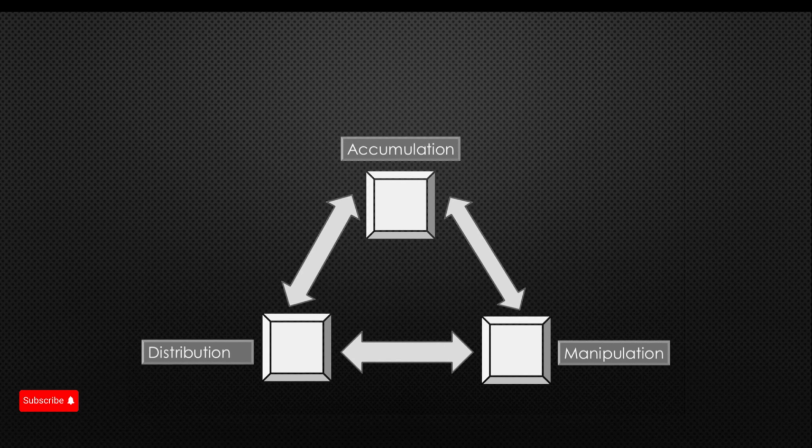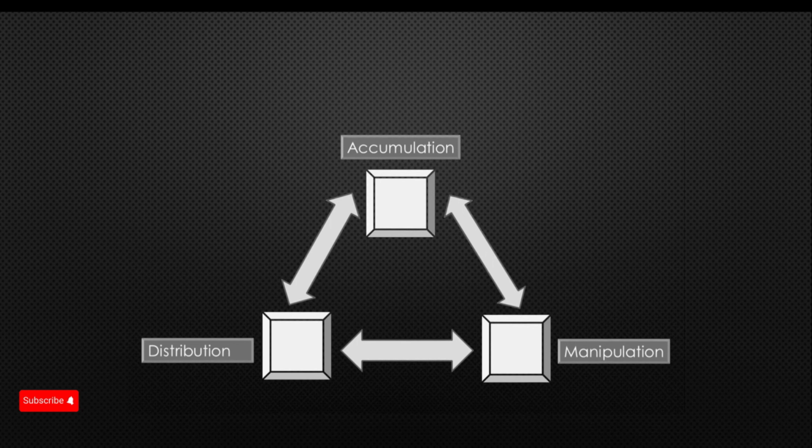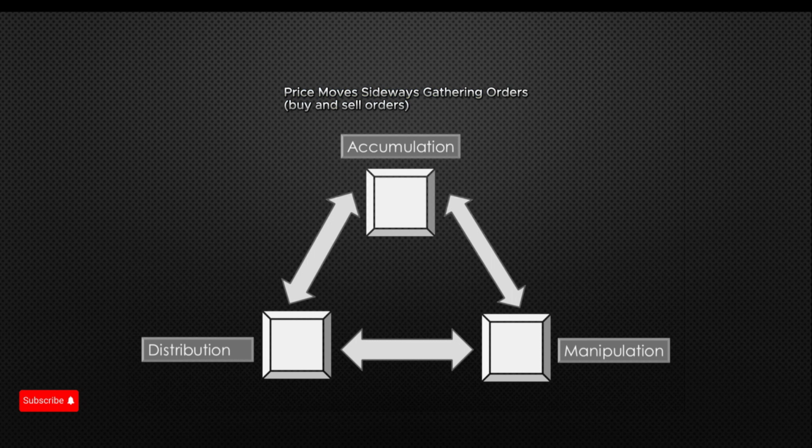Every price cycle follows these three stages, and they form the backbone of CRT. Accumulation. This is the phase where the market is gathering orders. Price typically moves sideways, consolidating as traders on both sides of the market place their orders. You can think of this as the market building up potential energy, waiting for a breakout in one direction.